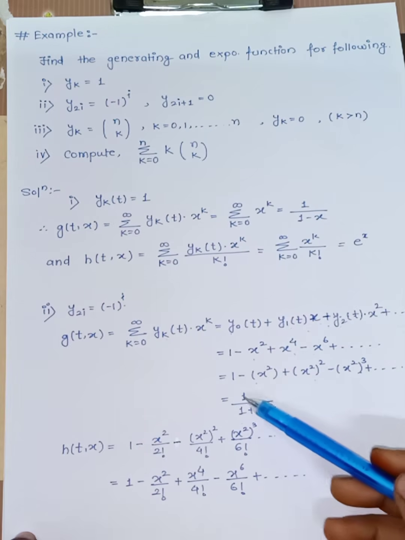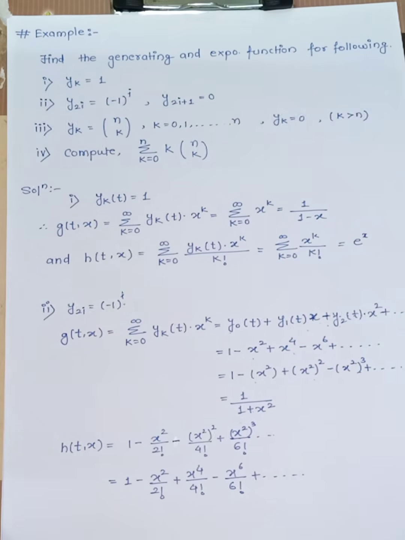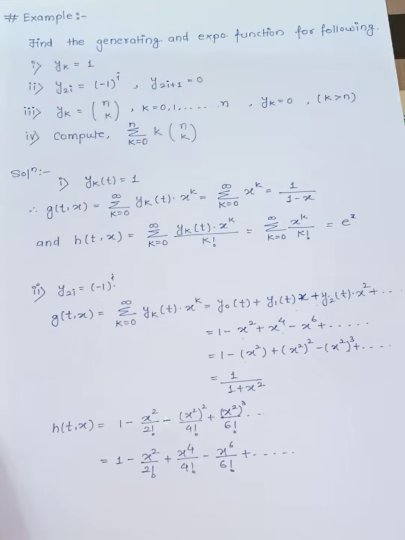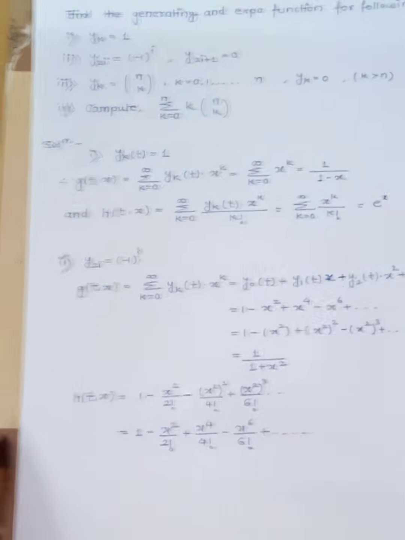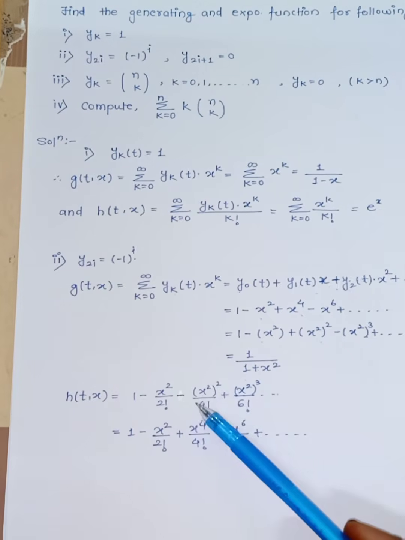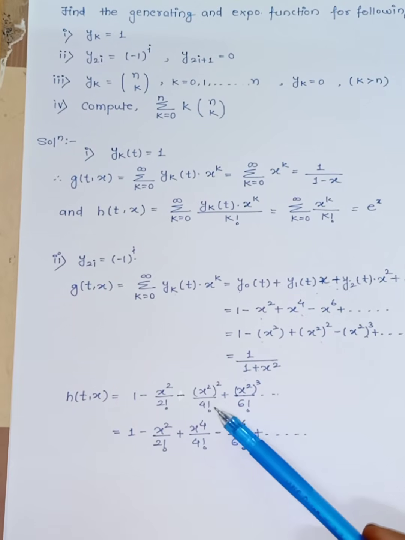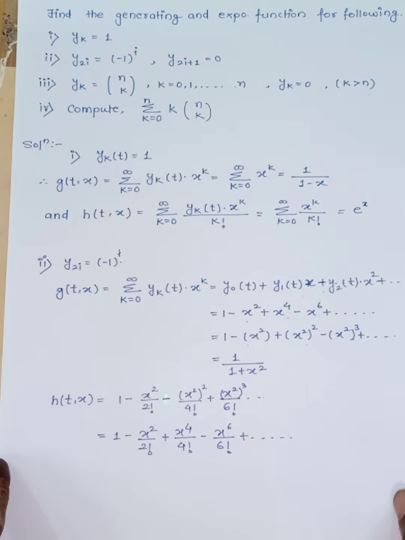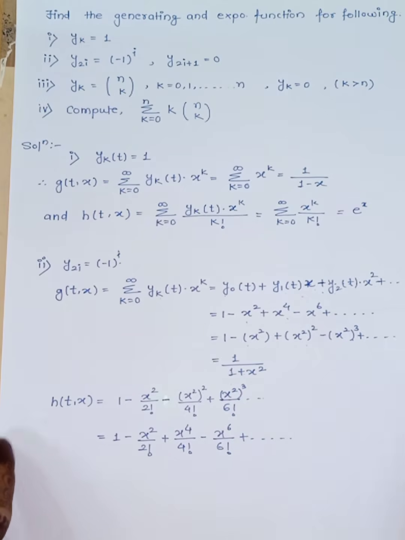So what is this? It can be written as 1 by 1 plus x square, and same for the h of t x. Okay, so h of t x will be equals to 1 minus x square by 2 factorial plus x to the power 4 by 4 factorial, and the same series will continue. So this is the value of g t x and this is the value of h t x.